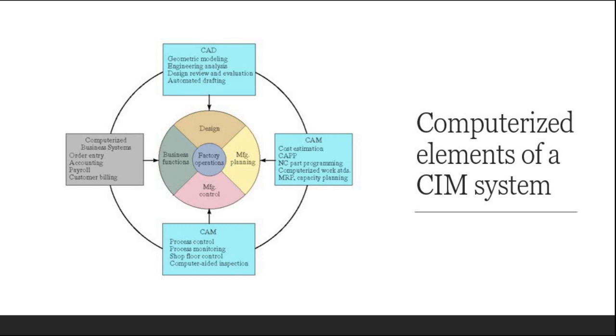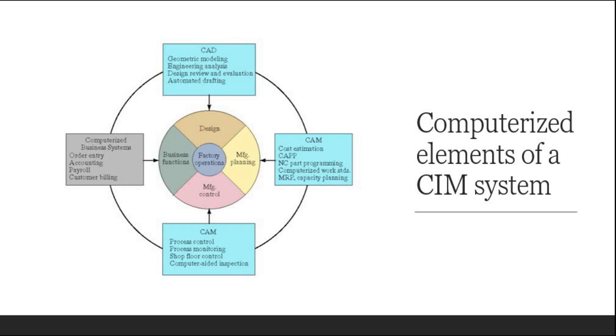So when we have CAD/CAM technology, it is possible to establish a direct link between product design and manufacturing engineering. So the goal of CAD/CAM is not only to automate certain phases of the design and certain phases of manufacturing, but also to automate the transition from design to manufacturing.